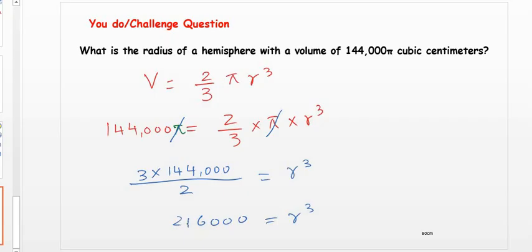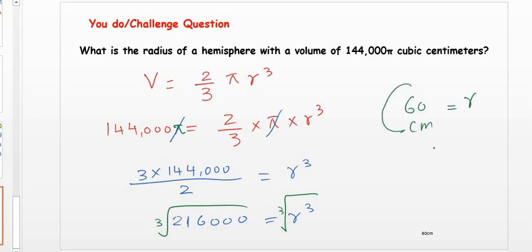So r cube will become equal to 216,000, and then you will take the cube root of each side. In one of the previous questions I explained how to take the cube root on the calculator. So the value of the radius will become 60 centimeters. So this will be the answer. That's all for this lesson. Hope you understand it.